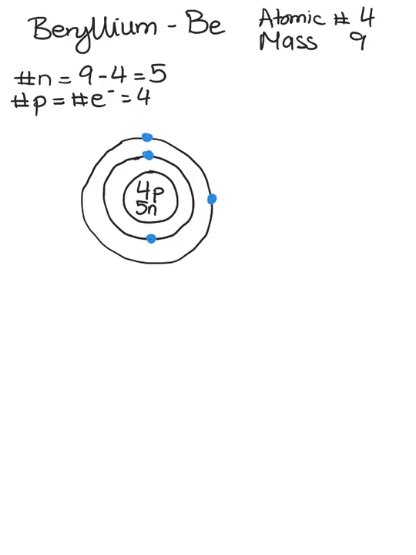Now, if I was going to ask you how many valence electrons does beryllium have, well, you're going to look at how many electrons it has in its last shell. And in this case, there are 2. So that means beryllium has 2 valence electrons. And I want to show you why this is actually really cool about valence electrons. The number of valence electrons an element has is actually associated to the group in which the element is.